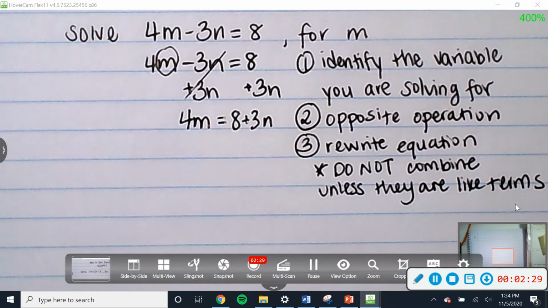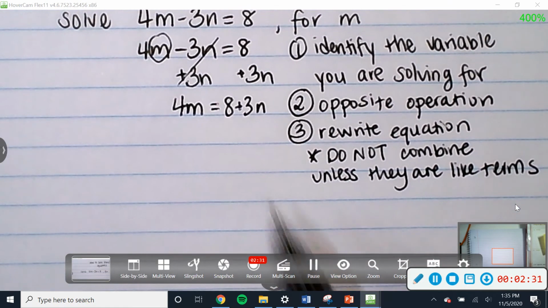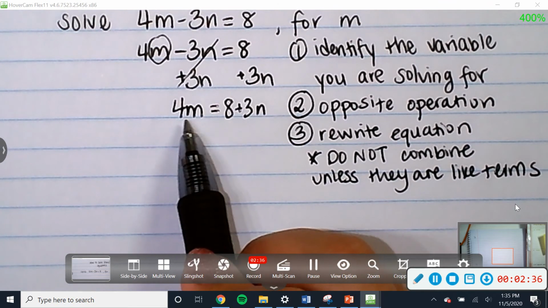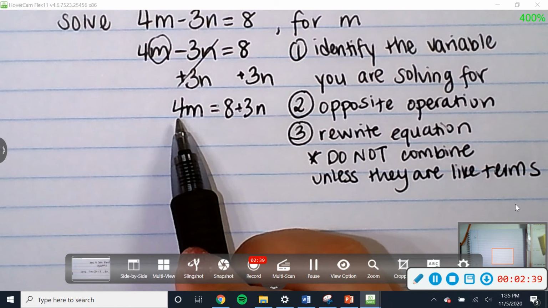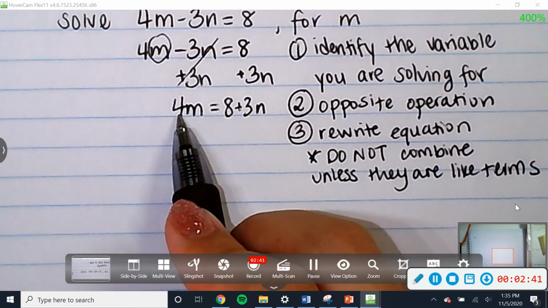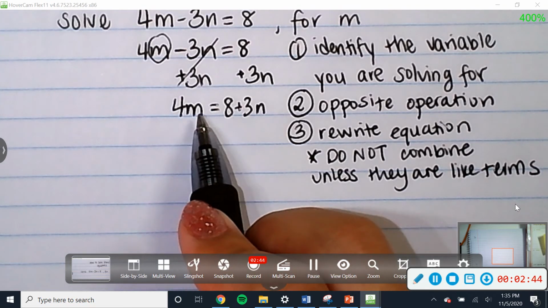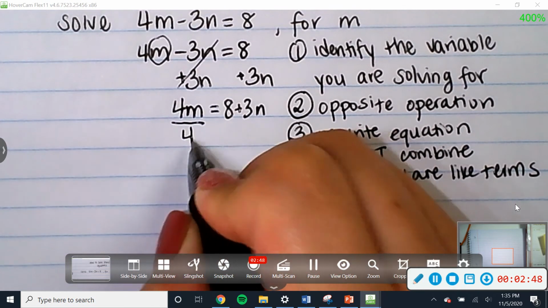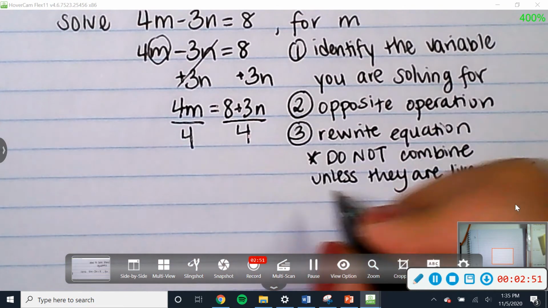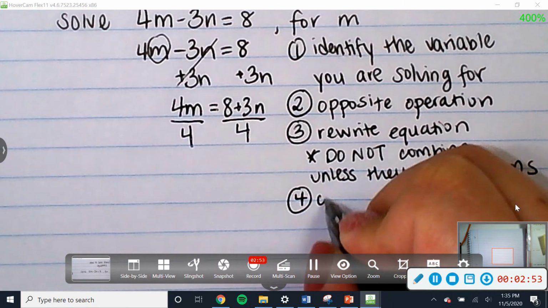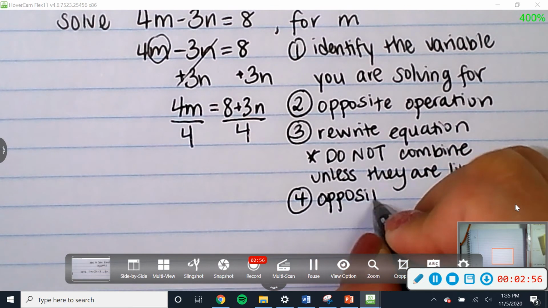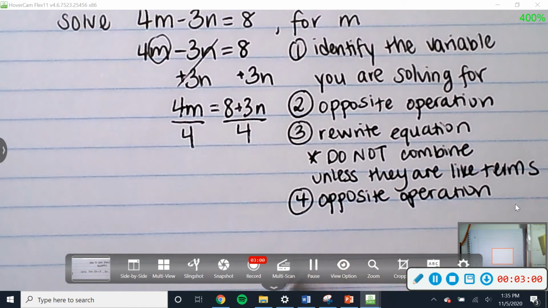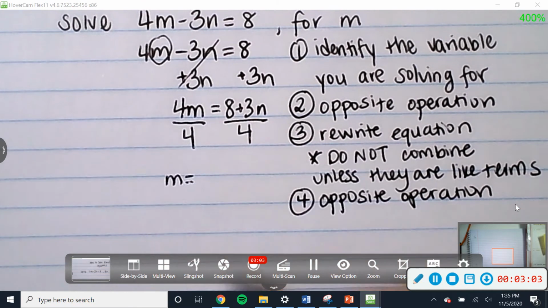So once I have rewritten the equation, the only thing here that is left, in order to get m by itself, I need to get rid of this 4 that is in front. So this is 4 times m, right? So there's a multiplication here. So to get rid of this coefficient, I just divide. I do the opposite operation. I divide on both sides. I'm dividing on both sides, so I'm just left with m by itself.